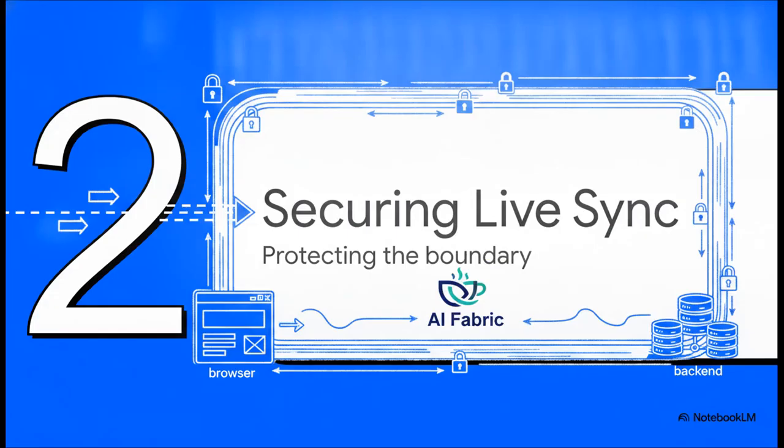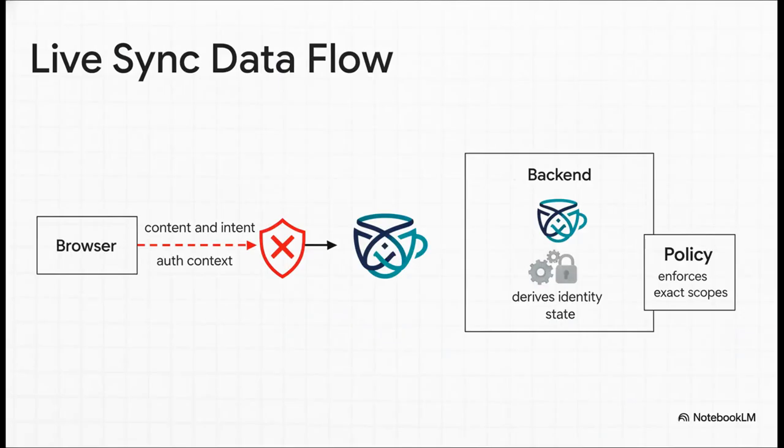Moving right along to Section 2, Securing the Live Sync. We need to look at how we protect the boundary between the browser and the backend. The crucial takeaway here is understanding exactly who is responsible for what. The browser is only allowed to supply the article content and its intent, like does it want to create, update, or delete. That's it. The browser should absolutely never supply a trusted tenant, auth context, or vector space. Why does this matter so much? Because the backend has to derive all of those values itself from a verified identity and persisted source state.